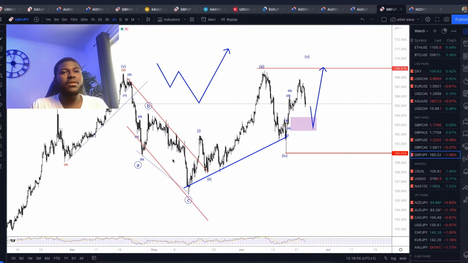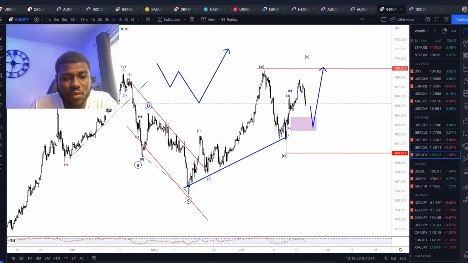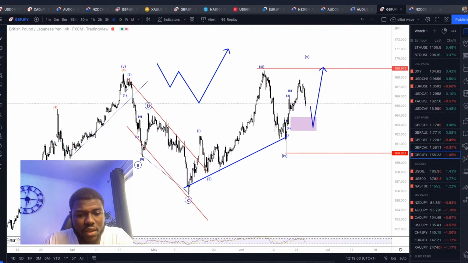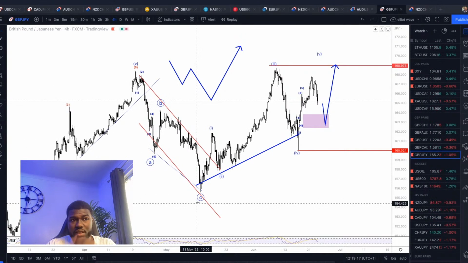All right, GBPJPY on the 4-hour time frame. What we could see on GBPJPY, as you guys can see, there was a correction that started right from here: wave A, wave B, wave C. This is the third leg of the correction that forms our zigzag.